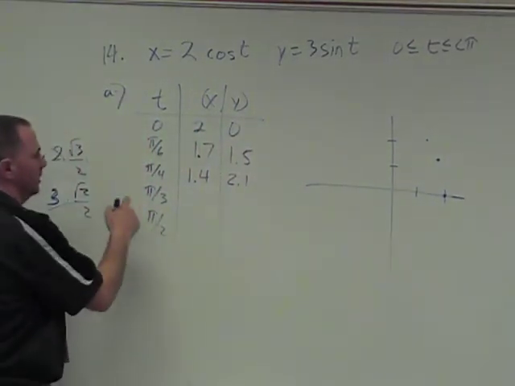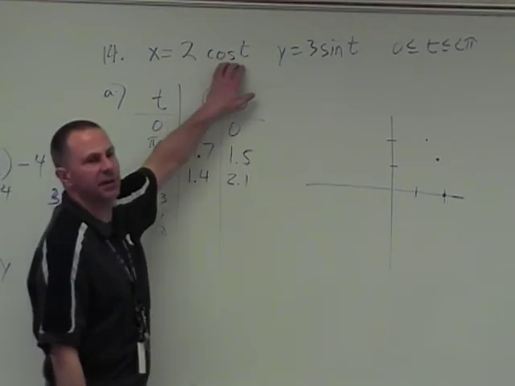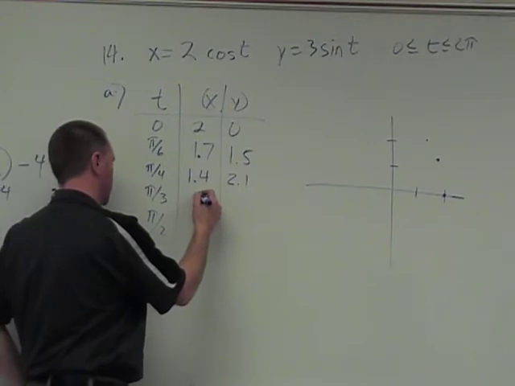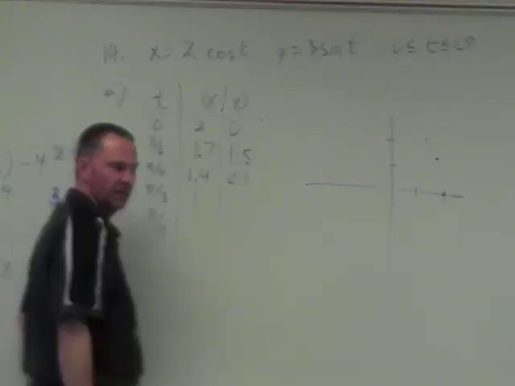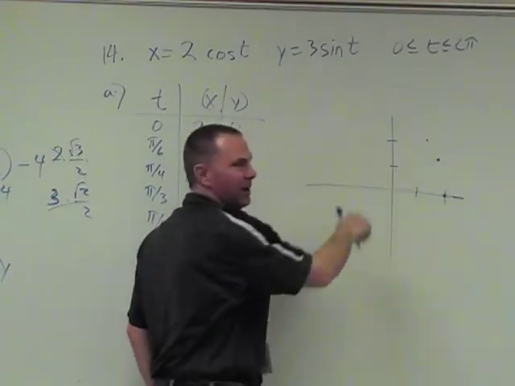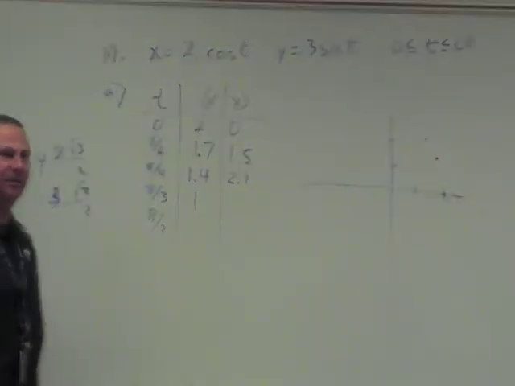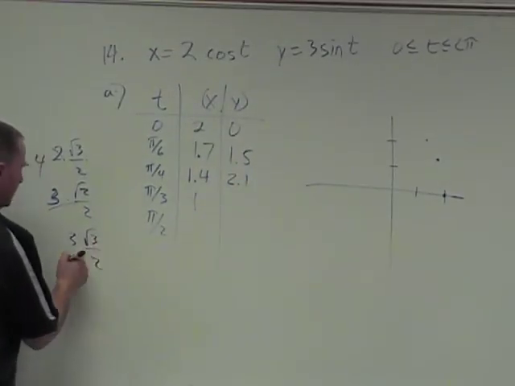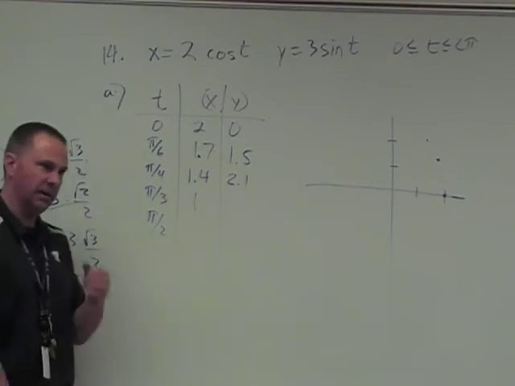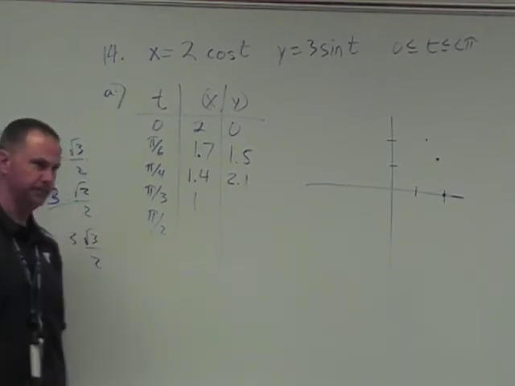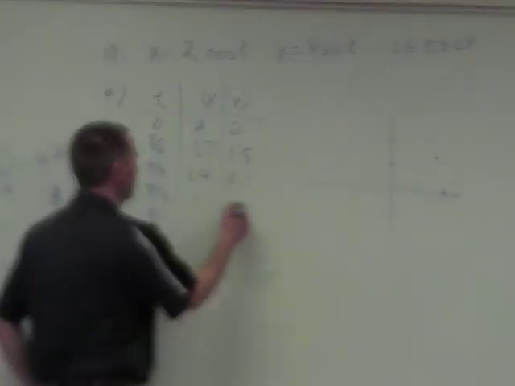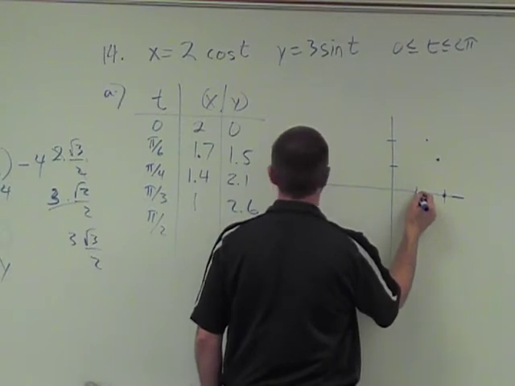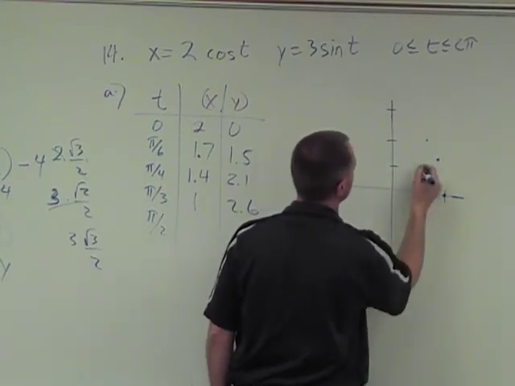Crazy. Pi over 3 is 60 degrees. What's the x value of 60? 1/2 times 2. What's the y value of 60? Radical 3 over 2 times 3. So what's that on your calculator? 2.6. Look what's happening. Your x value is decreasing, your y value is increasing. So here's 1, 2.6 is about right there.